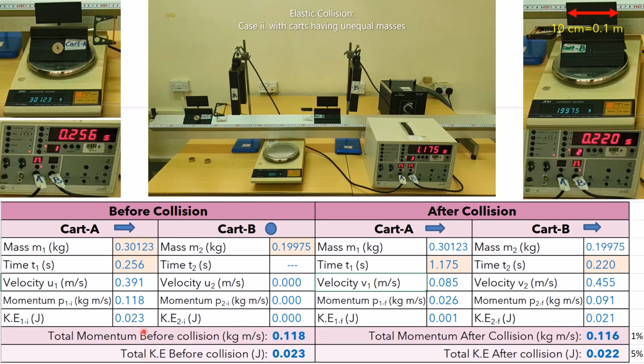Whereas the total kinetic energy is simply given by adding these two. So its value is 0.023 before the collision, whereas after the collision the total kinetic energy is simply the sum of these two numbers, which is 0.022. So again almost the same values, a small variation in the third decimal place. Here in this case the percentage of variation in the kinetic energy is around 5%, again which is in the acceptable range.